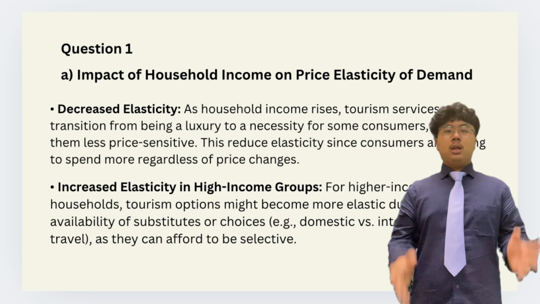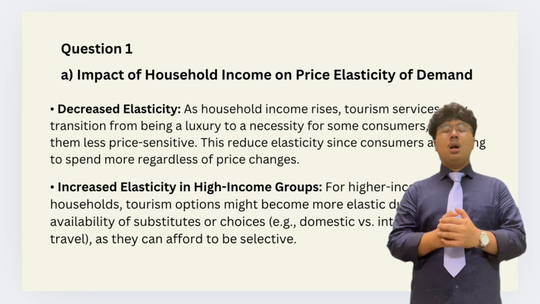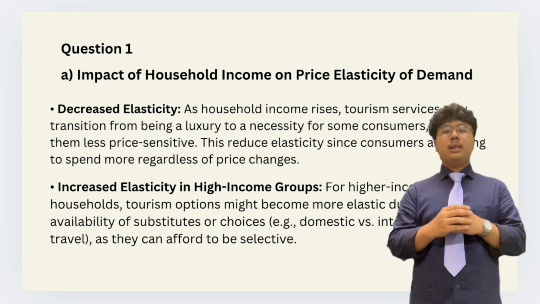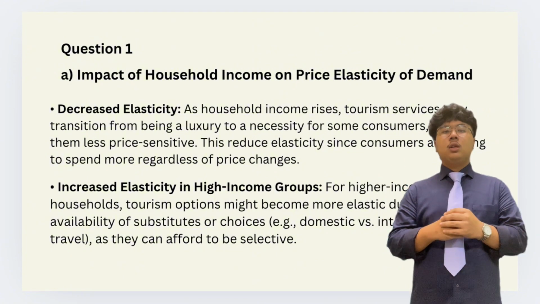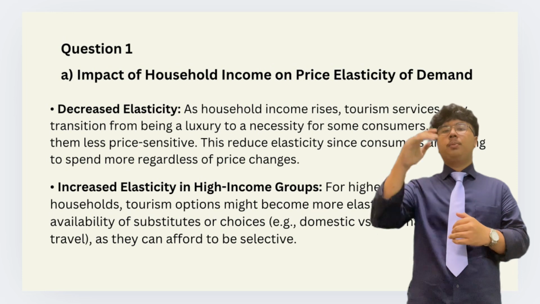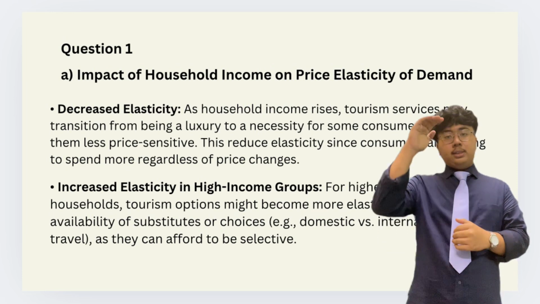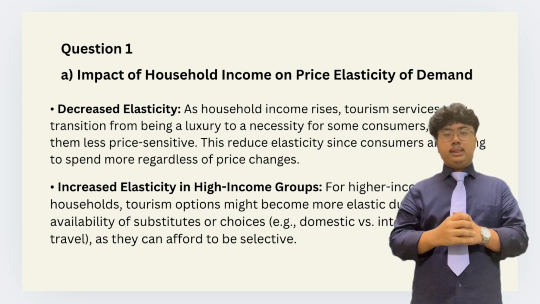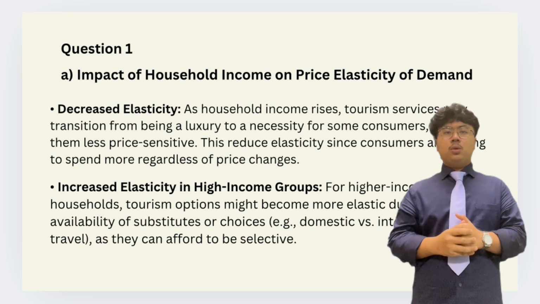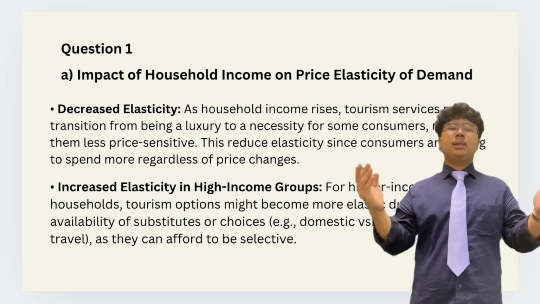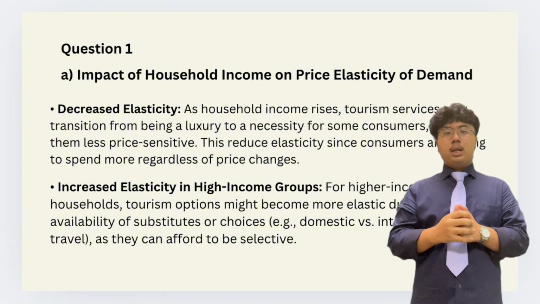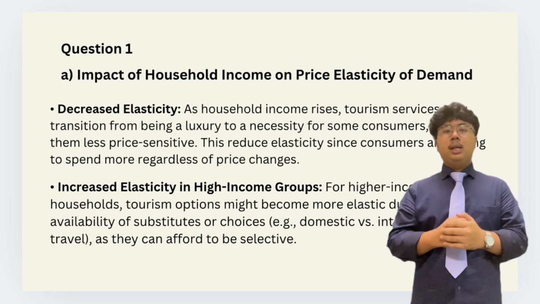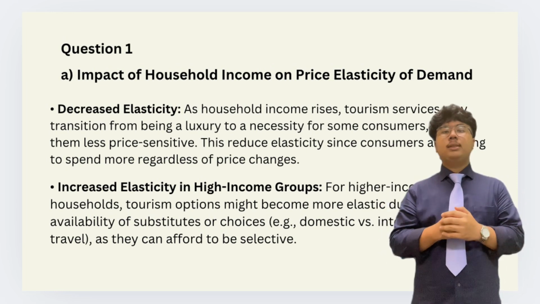Now, let's talk about how household income affects price elasticity. The article mentions government efforts to increase household income, such as higher salaries for civil servants and raising the minimum wage. So, what happens when people's income rises? Number 1, demand becomes less elastic. When people have more disposable income, they are less sensitive to price change.